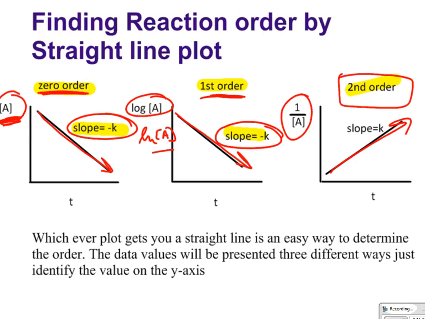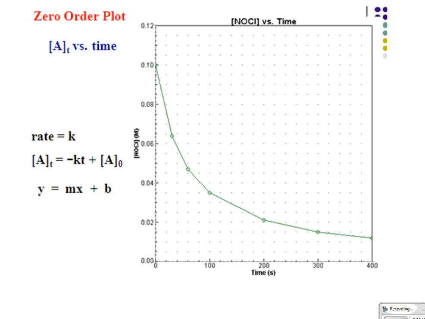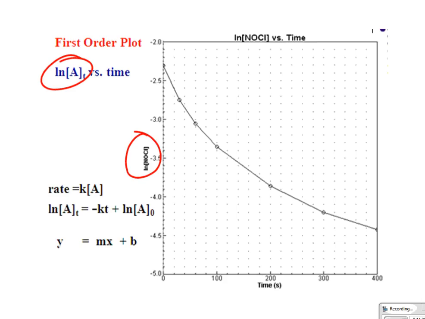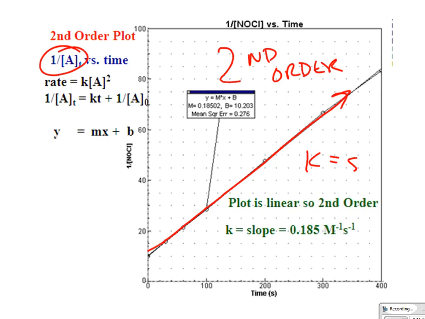So if I look right here, I have a set of data. Ultimately, what they'll do on the exam is they'll present you with a bunch of graphs, and you have to identify the order based on the data. So I plot the first data I do. A zero order plot would have A on the y-axis, and if you notice, it doesn't give me a straight line, so it can't be zero order. This is natural log on the Y, doesn't give me a straight line plot. Finally, inverse versus time, I get a straight line plot, therefore I know the reaction has to be second order. So it is a second order reaction, K is equal to the slope of the line. Key thing right there.